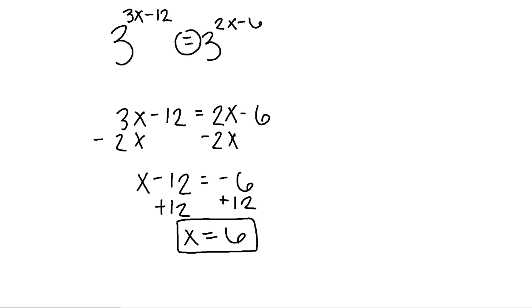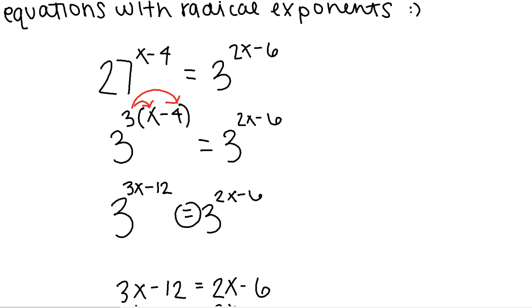So x equals 6. What does that mean? That means that if I plug in 6 to both of these x's, I will end up, after simplifying, with the exact same number on both sides. Try it. See if it works. Spoiler alert, it will work.